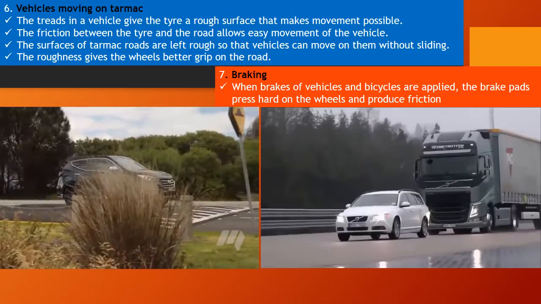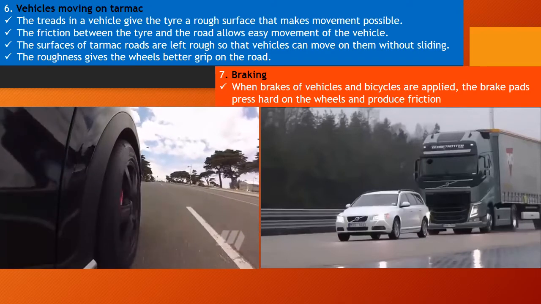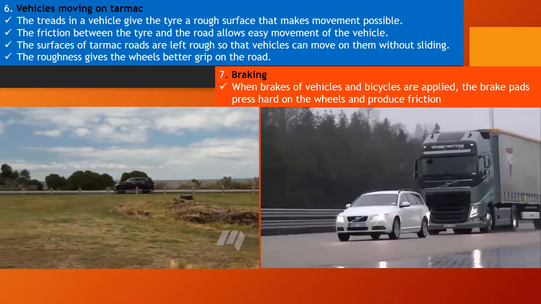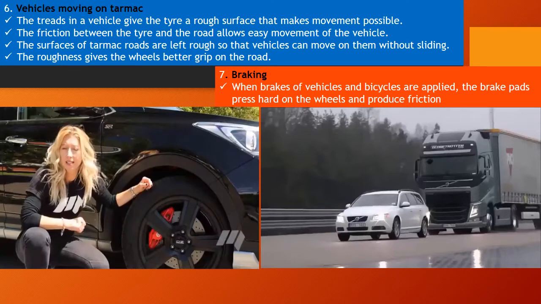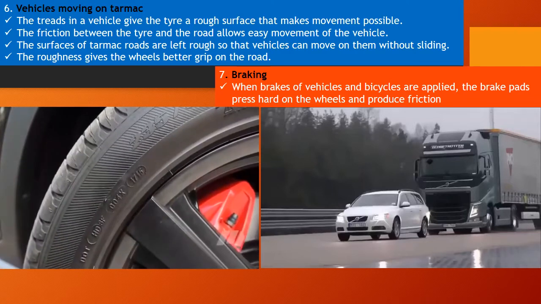6. Vehicles moving on tarmac. The treads in a vehicle give the tire a rough surface that makes movement possible. The friction between the tire and the road allows easy movement of the vehicle. The surfaces of tarmac roads are left rough so that vehicles can move on them without sliding. The roughness gives the wheels better grip on the road.